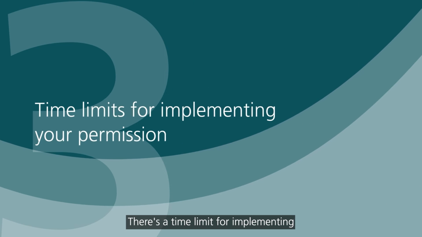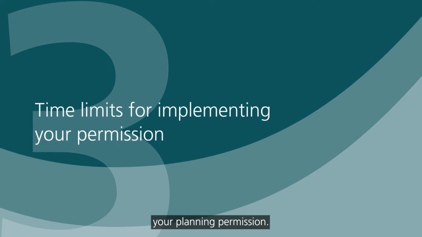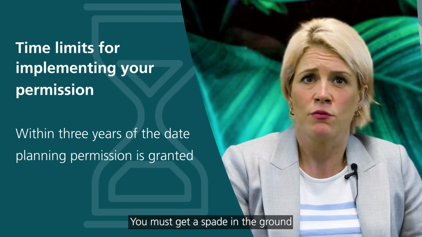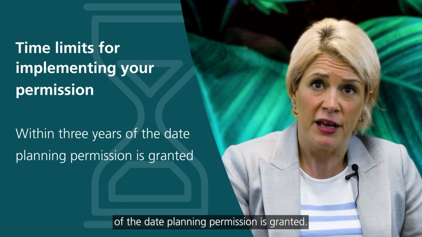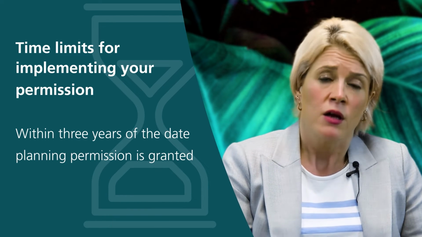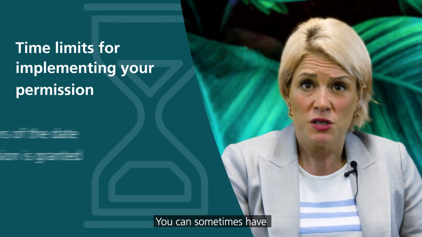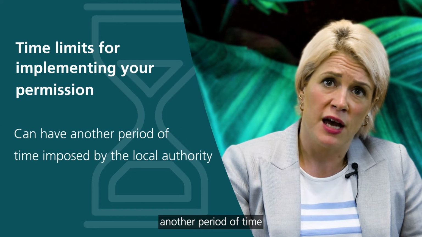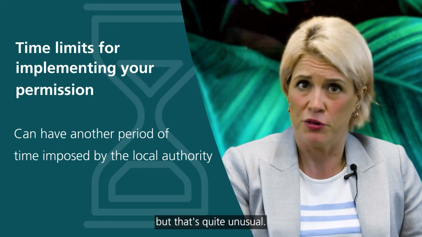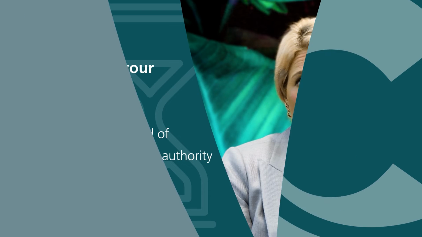There's a time limit for implementing your planning permission. You must get a spade in the ground within 3 years of the date planning permission is granted. You can sometimes have another period of time imposed by the local authority, but that's quite unusual.